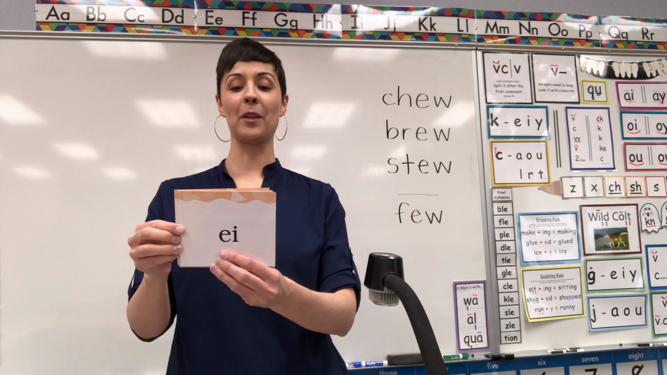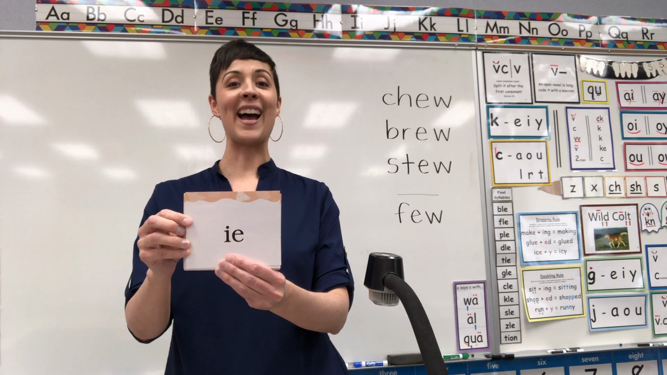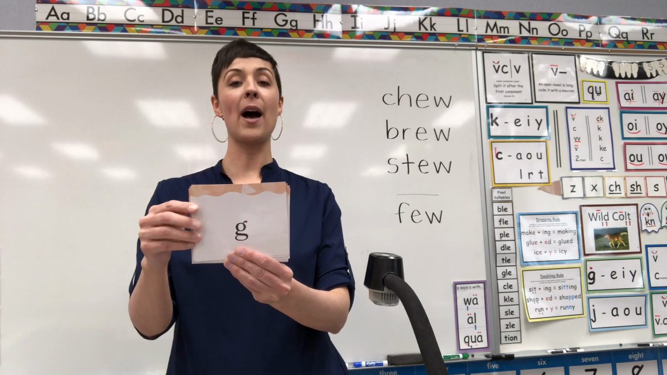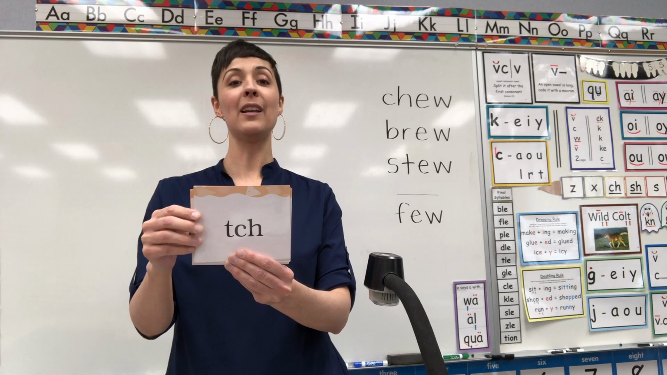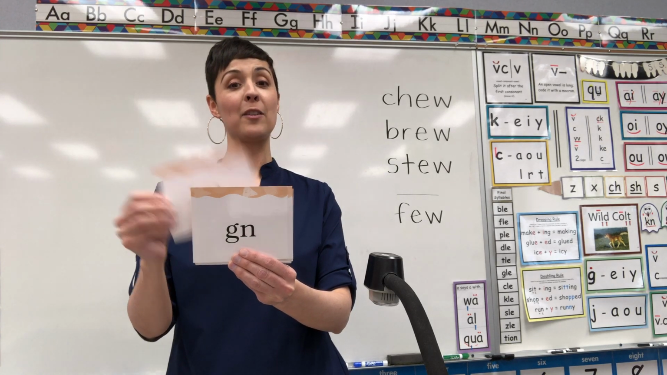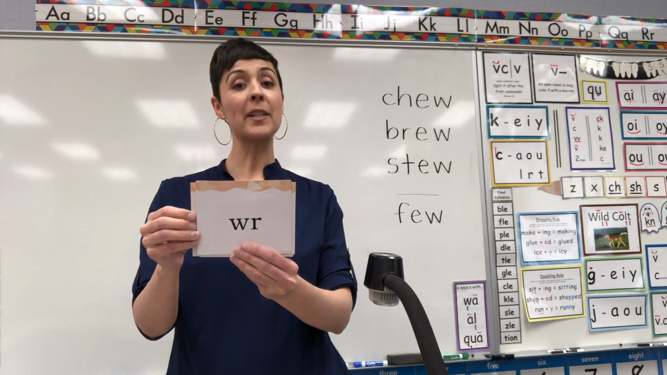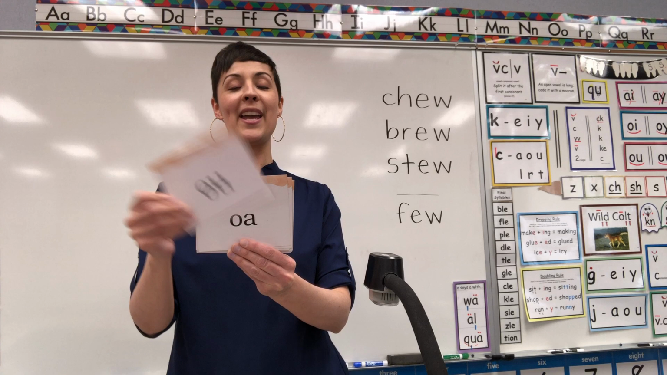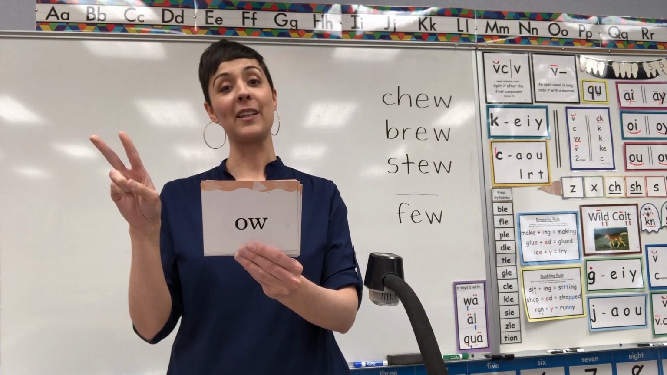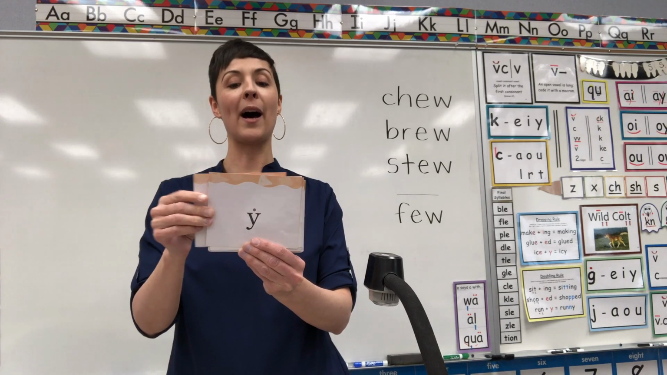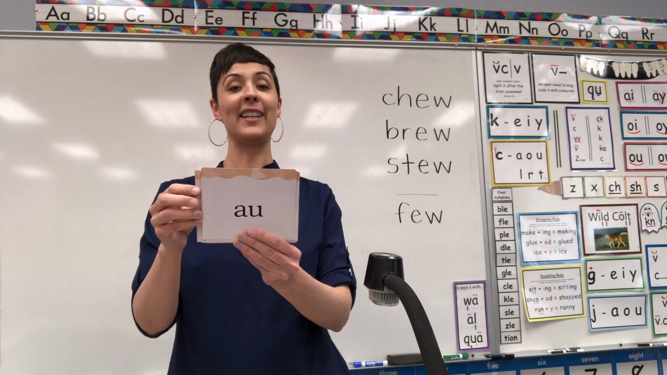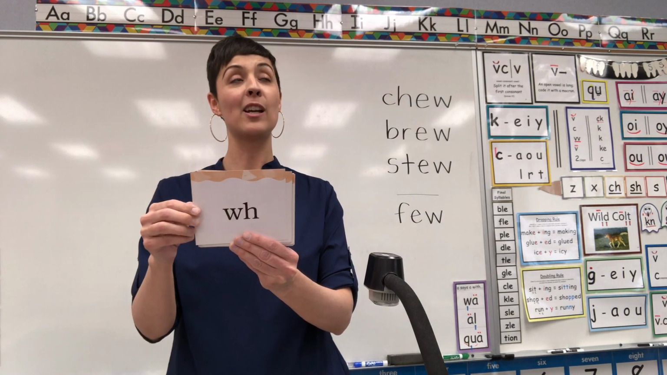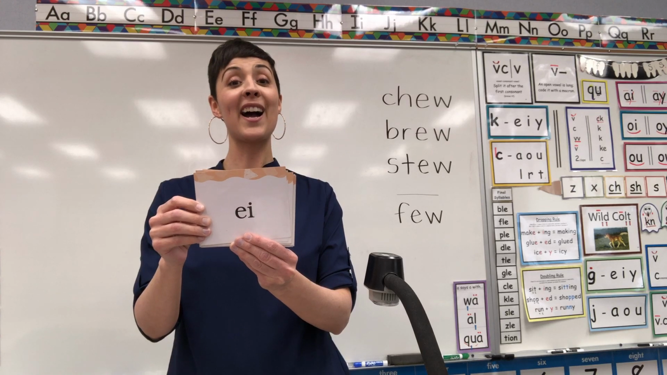Can we try it together? Ready? Digraph E-I, digraph I-E, digraph E-A, diphthong O-I, diphthong O-Y, trigraph D-G-E, trigraph T-C-H, ghost digraph G-N, ghost digraph K-N, ghost digraph W-R, digraph P-H, digraph E-Y, digraph O-A, diphthong O-U, diphthong digraph O-W, vowel Y, digraph C-H, digraph A-U, digraph A-W, final syllable T-I-O-N, combination W-H, digraph E-I.